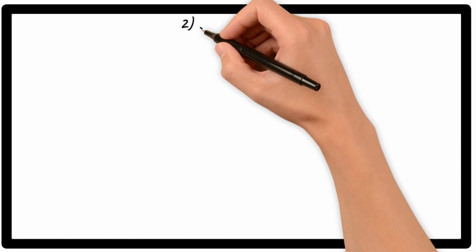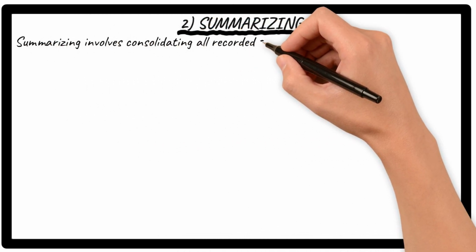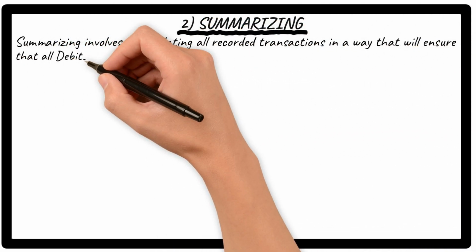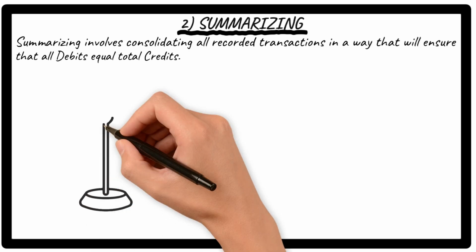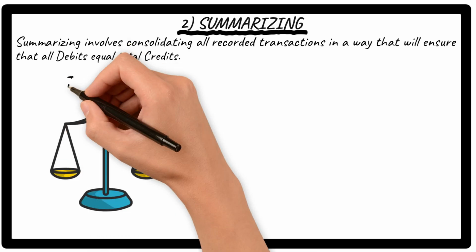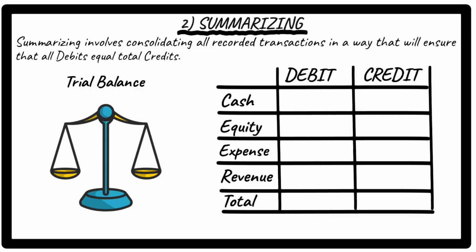Let's move on to step 2, summarizing. Summarizing involves consolidating all the recorded transactions in a way that ensures all debits equal total credits. This is achieved by preparing something called a trial balance, which lists all accounts with their closing balances.